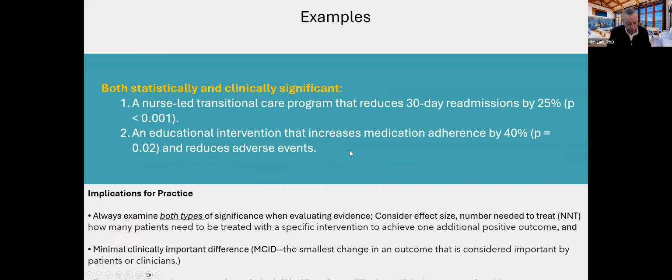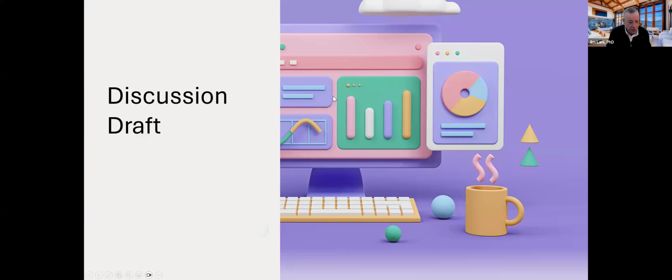Okay. It's important when you get out there in the world that statistical significance does not tell the entire story. That's the point. You also have to look at other criteria like clinical significance. Discussion draft I'll talk about.